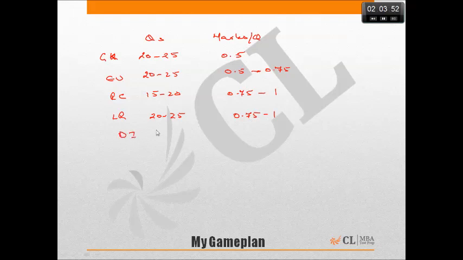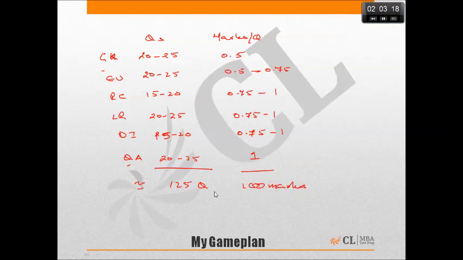DI 15 to 20 questions, and like LR and RC, marks per question would be in the region of 0.75 to 1 mark per question. Quant 20 to 25 questions, and it has 1 mark per question always. So while GK and quant are fixed at 0.5 and 1 mark per question, for the others there's a small variation which is visible. Now this adds up to a total of about 125 questions, which means 100 marks.